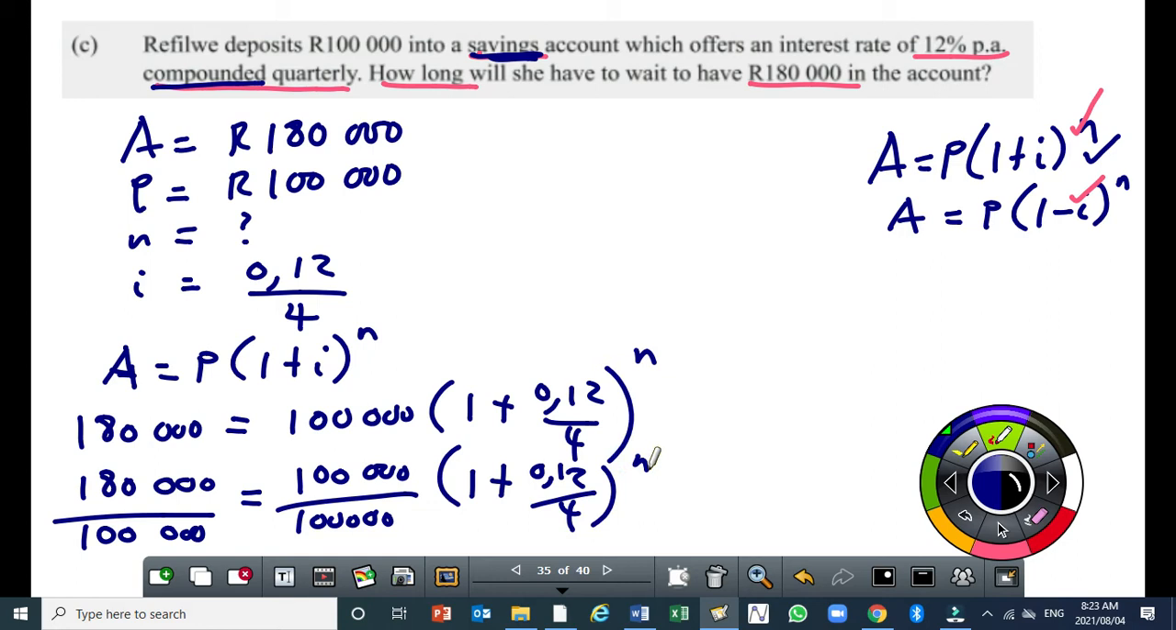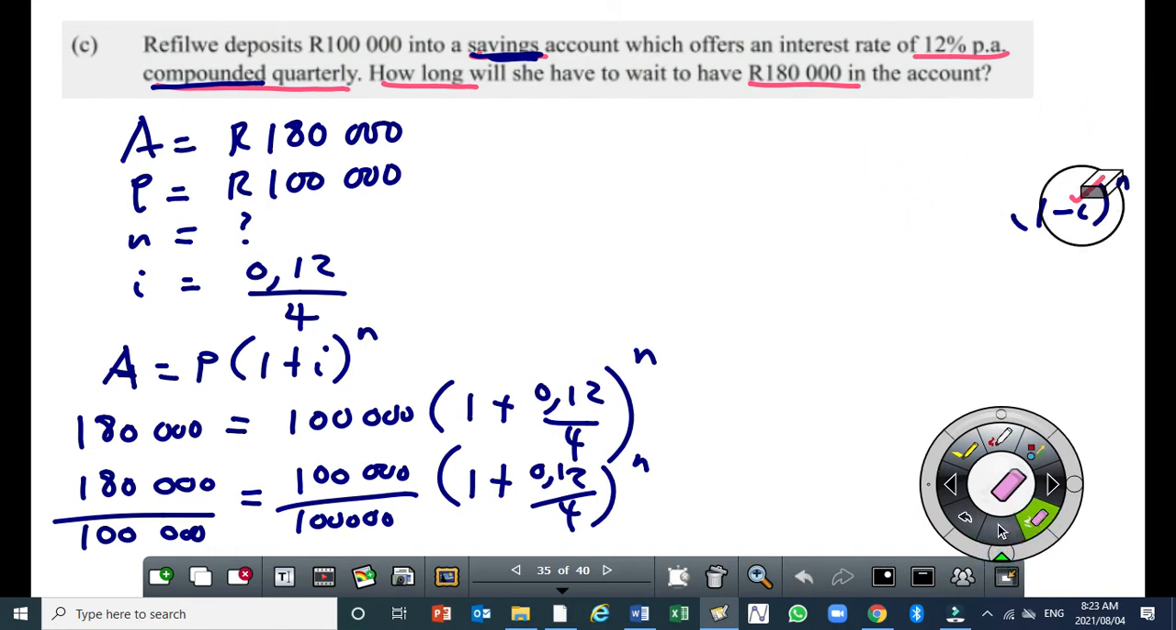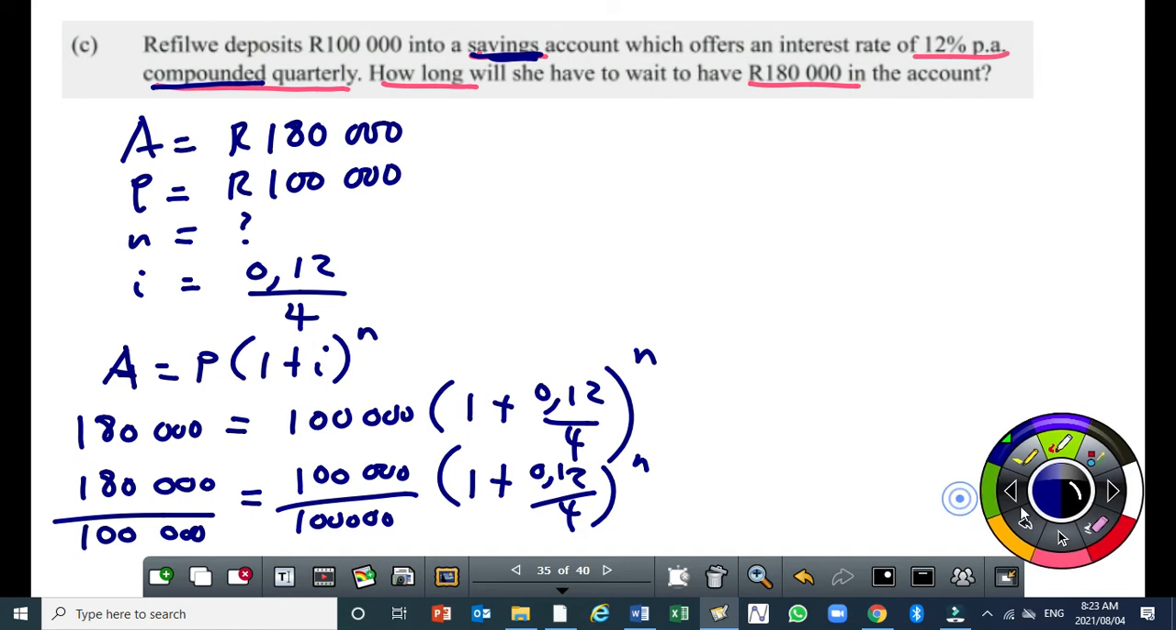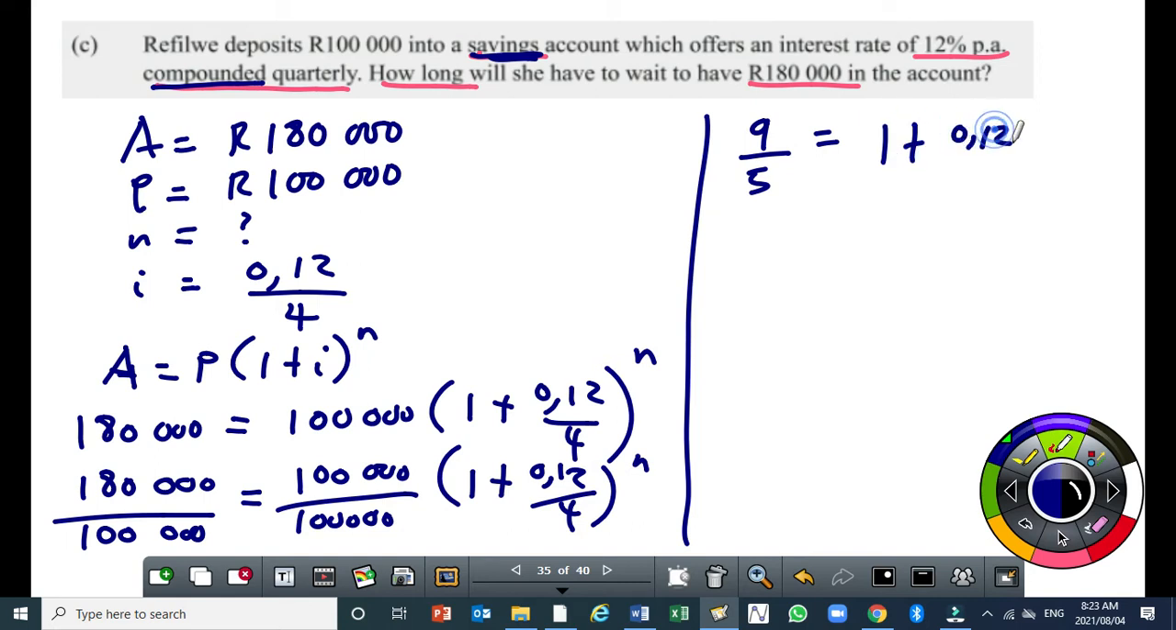Allow me to just erase what's there, because I need that space. Then, when you do your division on the left, you are going to end up having 9 over 5 is equal to 1 plus 0.12 over 4 all raised to the power of n. Once you get to this step, your knowledge of logarithms will be required.